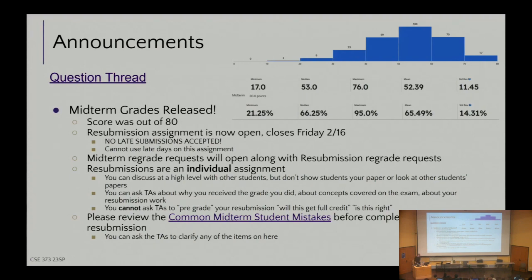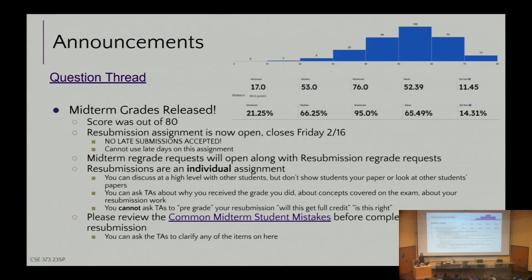The resubmission assignment is on Gradescope, so you will do that digitally, so you don't have to deal with writing anymore. It should be open now. I think it auto-opened at 3:30. It will close a week from today on Friday, 2/16, and I cannot accept late assignments on that one.